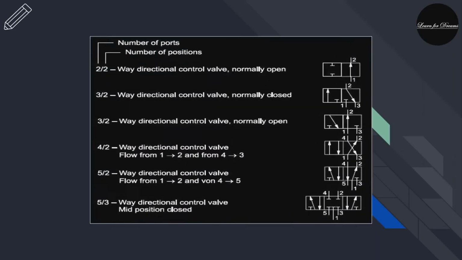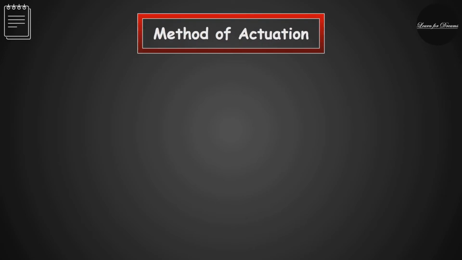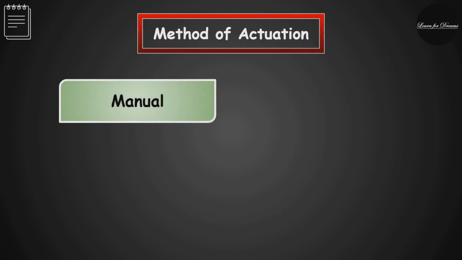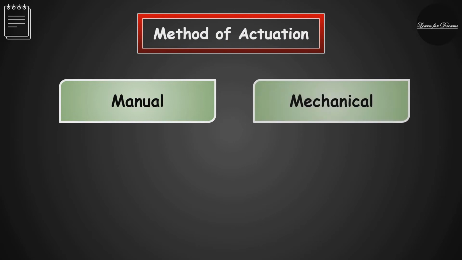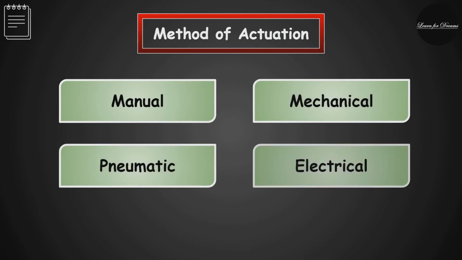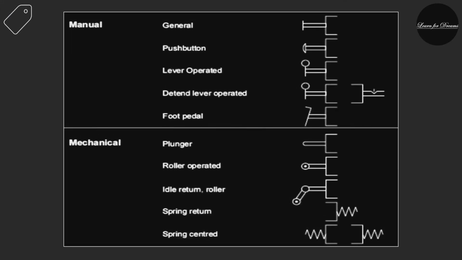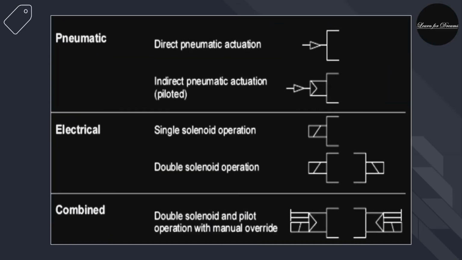Here are some examples. Now let's move towards method of actuation. There are 5 methods of actuations such as manual actuation, mechanical actuation, pneumatic actuation, electrical actuation and last one is combined actuation. Here we can see different kinds of manual and mechanical actuations. Here pneumatic, electrical and combined type of actuations.